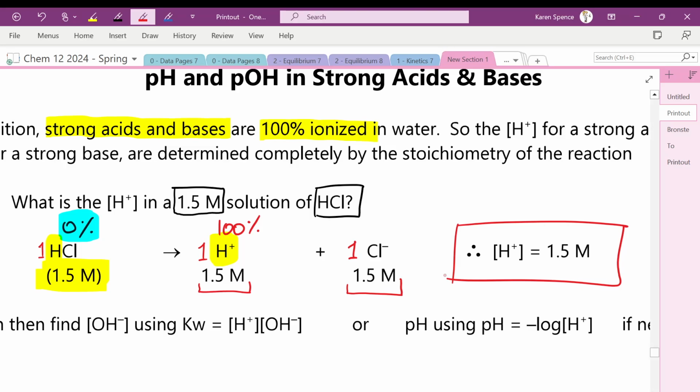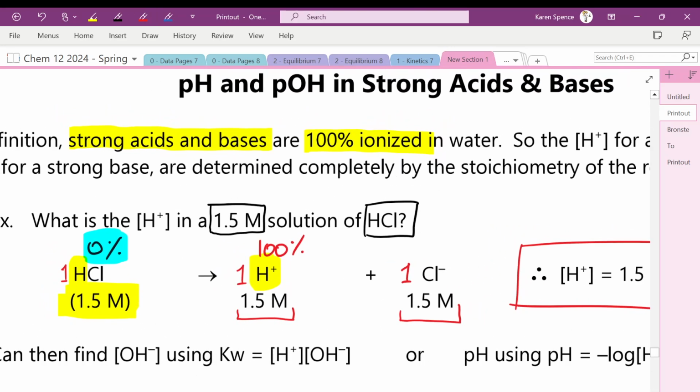Easy. But sometimes the question might not say, what is the H plus concentration? Sometimes it might say, what is the OH minus concentration in a 1.5 molar solution of HCl? And sometimes that'll throw people for a loop because they're like, hang on. It contains H, it contains Cl. Concentration of OH is 0 because there's no OH.